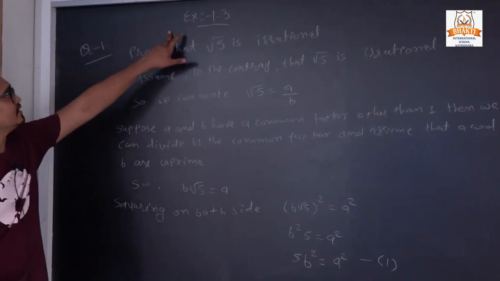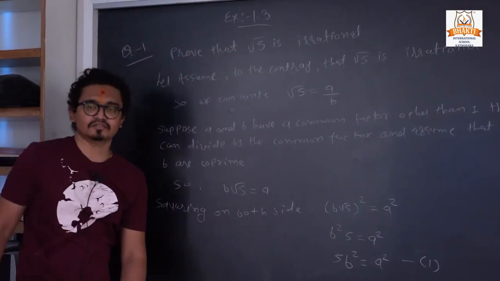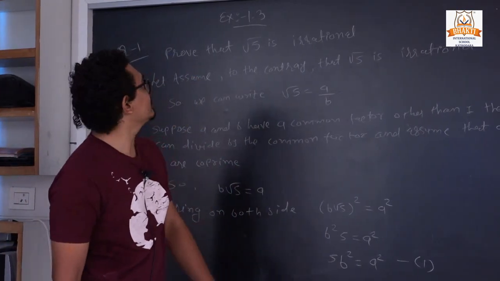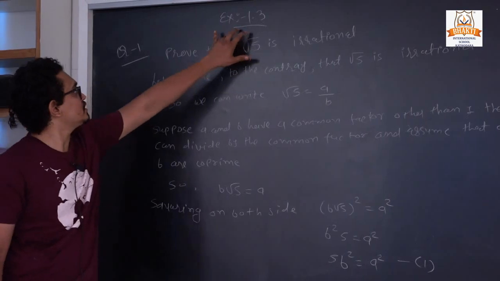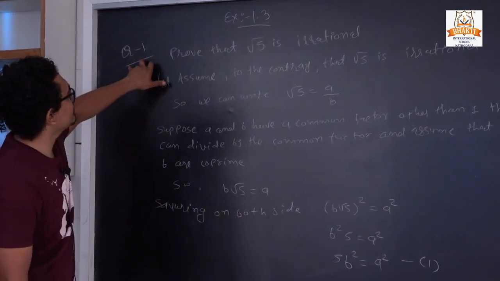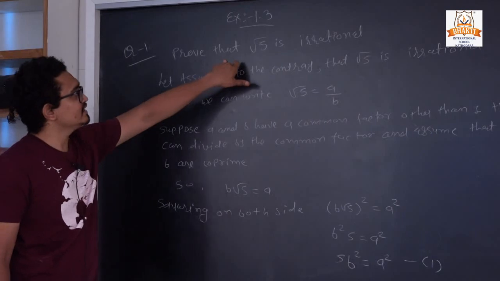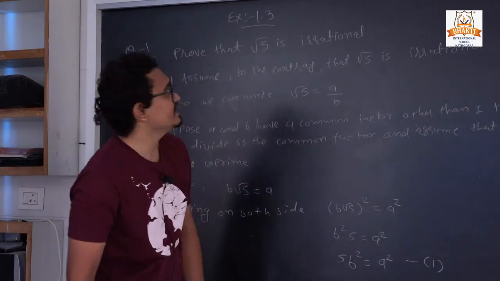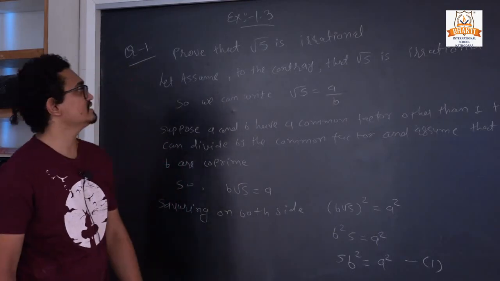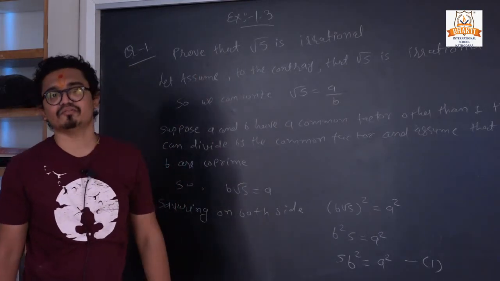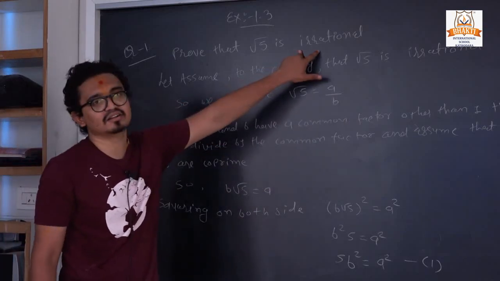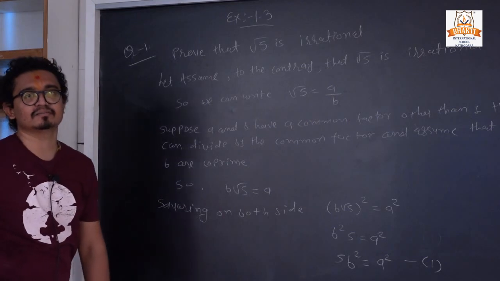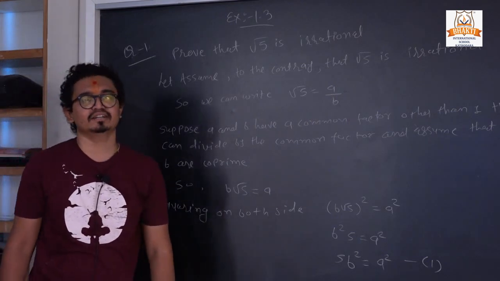Okay. So we can already conclude that theorem 1.3, we can also use that theorem in our exercise 1.3. So question number 1 from exercise 1.3 is: prove that root 5 is an irrational number. So we can already define the term irrational. The number which is not in the form of P upon Q is called an irrational number. So let's start. How can we conclude that root 5 is irrational? By using theorem number 1.3.